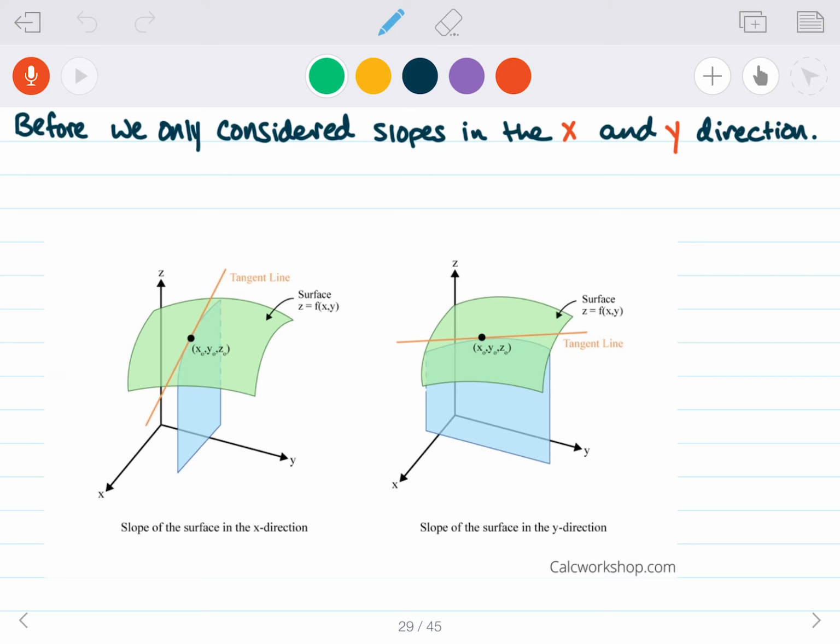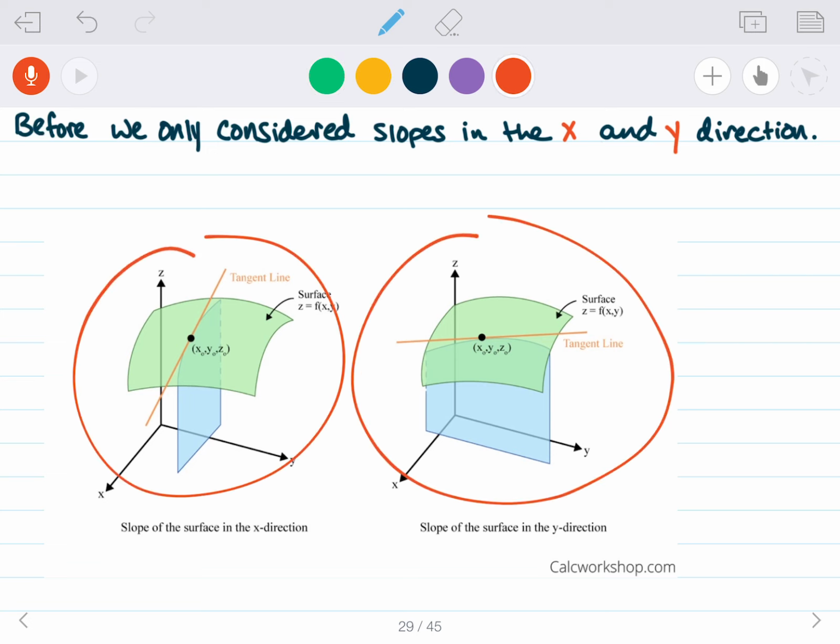Okay, so last time we talked about partial derivatives with respect to x and with respect to y. Basically, we were finding slopes at a certain point on a surface in the x direction, so the partial derivative with respect to x, and then we were considering slopes in the y direction as well. So we talked about those two situations. Now what we're going to consider in this section is an arbitrary direction. So not just the x and y direction, but the direction of a unit vector, okay?